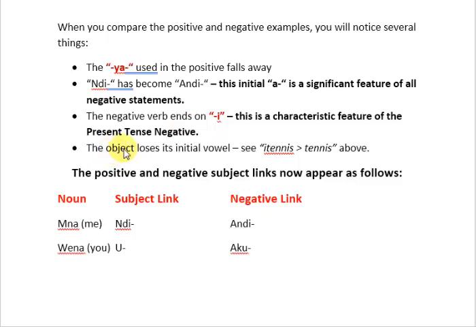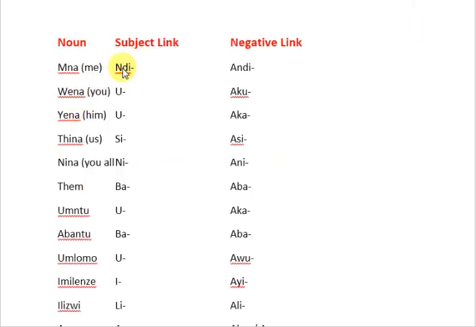And finally, the object, very importantly, loses its initial vowel, as we saw with the example of itennis, which became tennis. So the positive and negative subject links for the different noun groups now appear as follows. Ndi, andi. U for you, aku, sometimes also used as awu.